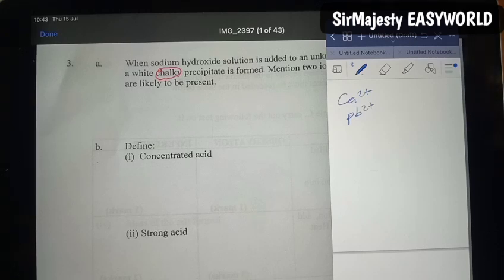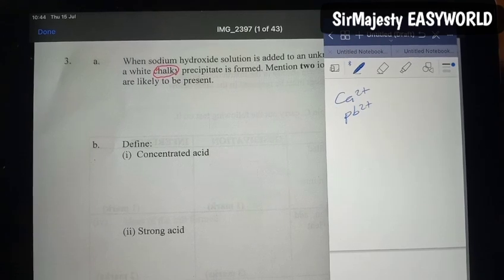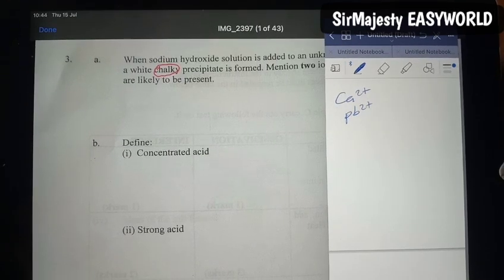Calcium gives a chalky precipitate, which is insoluble in excess sodium hydroxide, while lead two gives a chalky, powdery precipitate, which dissolves in excess sodium hydroxide. You can watch my video known as a detailed test for cations on this channel. You will see how I demonstrated the test for these ions. For the other ones that we can't get by this wet process, like potassium and sodium, I use flame tests. Check it out on this channel.